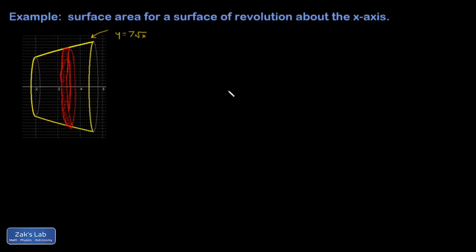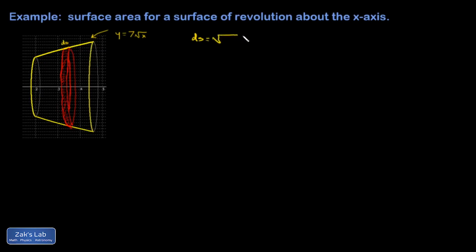All right, we're going to compute a surface area of revolution. The curve that we started with is y equals 7 root x, and we revolved it around the x-axis. And so I've already drawn into the picture a little ribbon of surface, and the length of this little segment right here is ds, a small section of arc. So remember how we write that down.